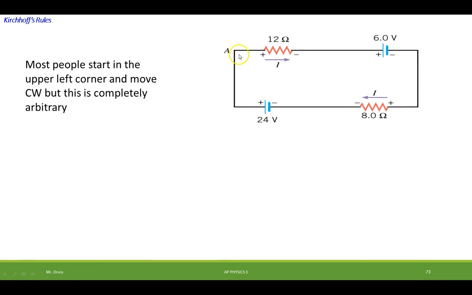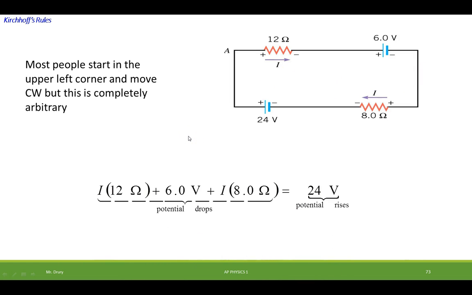Most people start problems in the upper left-hand corner and go this direction. The choice of the current direction is kind of arbitrary, so I'm going to choose it as being clockwise. If I was wrong, it would show up in the math. So there we go. I'm going to say that potential drops have to equal the potential rises. Now, why are each of these drops? Because if we choose current as going this direction, you're going across the resistor in the direction of the current, so it's a drop. So I times 12 ohms, because voltage is equal to I times R.